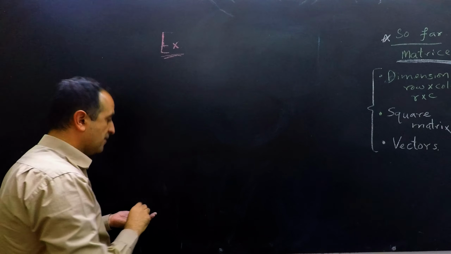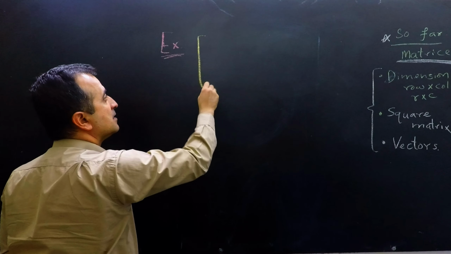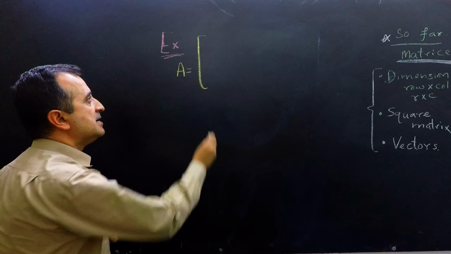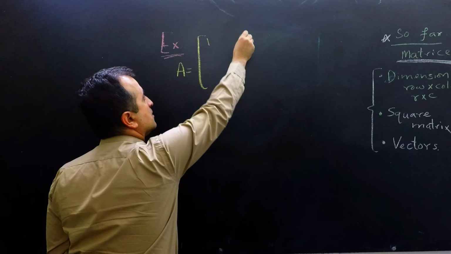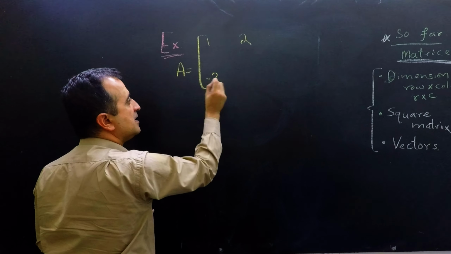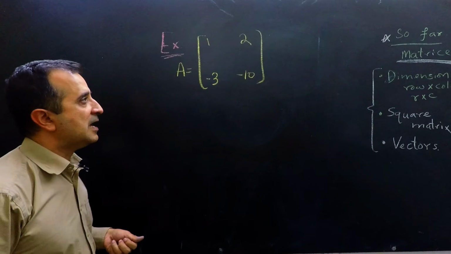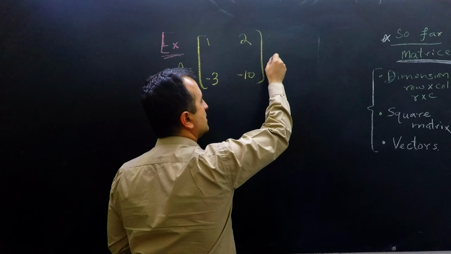In this example, I have a matrix. Let's say I call this matrix A. And it has values 1, 2, minus 3, minus 10. And I have a matrix B.